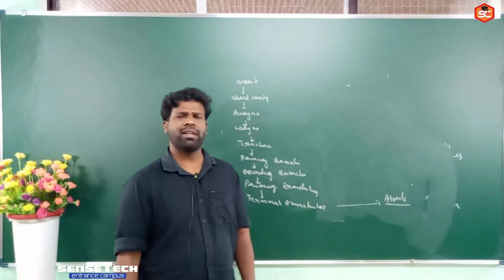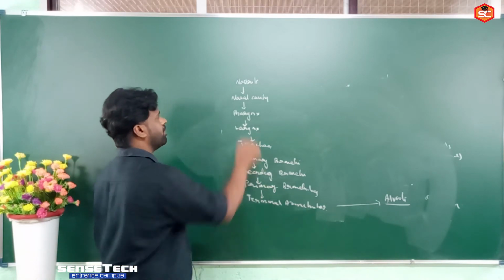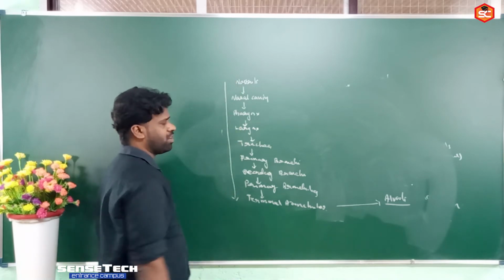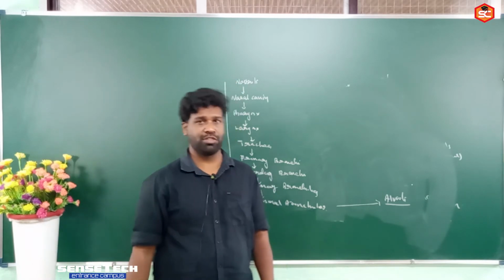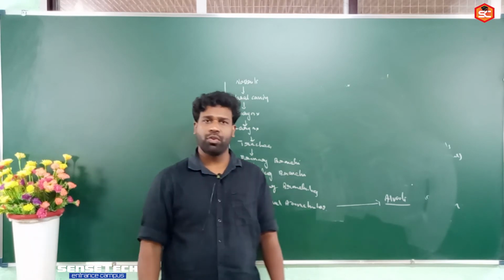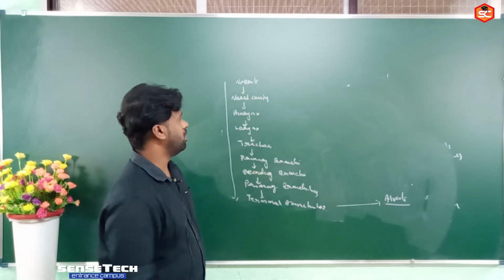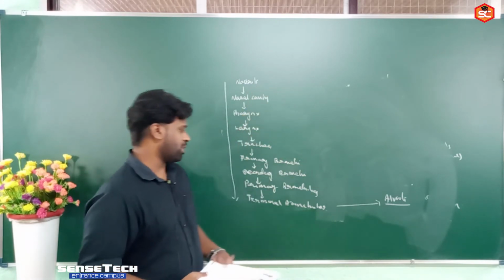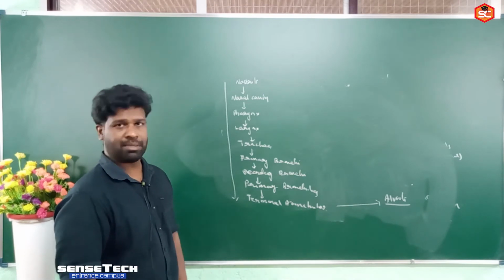Here, the part of the respiratory system from nostrils to terminal bronchioles is called the conducting part of the respiratory system. So which is the conducting part? The part from nostrils to terminal bronchioles is called the conducting part of the respiratory system. Okay.